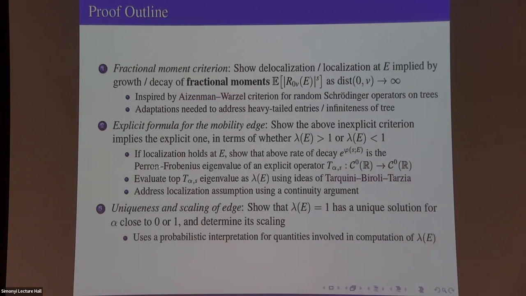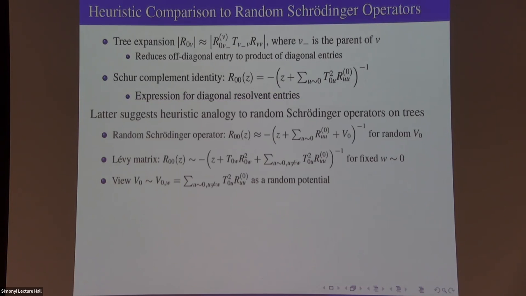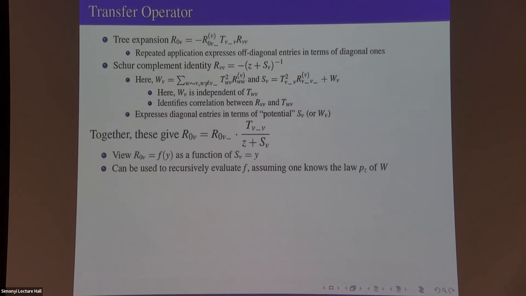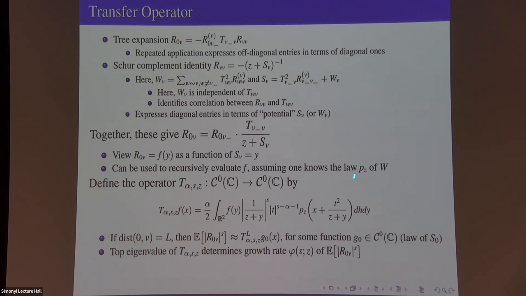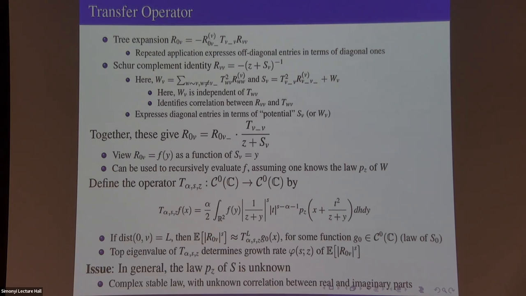That if localization holds, the rate of decay or growth of this thing is determined by some Perron-Frobenius operator, some eigenvalue, some explicit operator. And that almost explicit operator is given by this thing here. It's just that the fly in the ointment, so to speak, is that this law is not explicit in general.